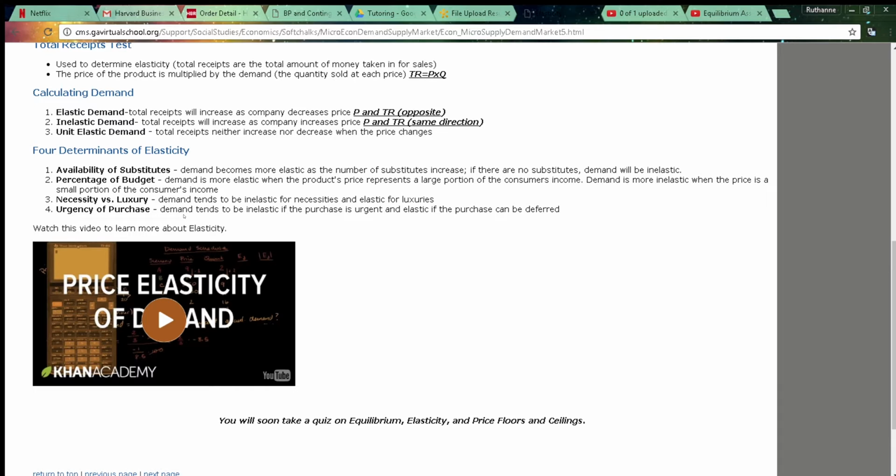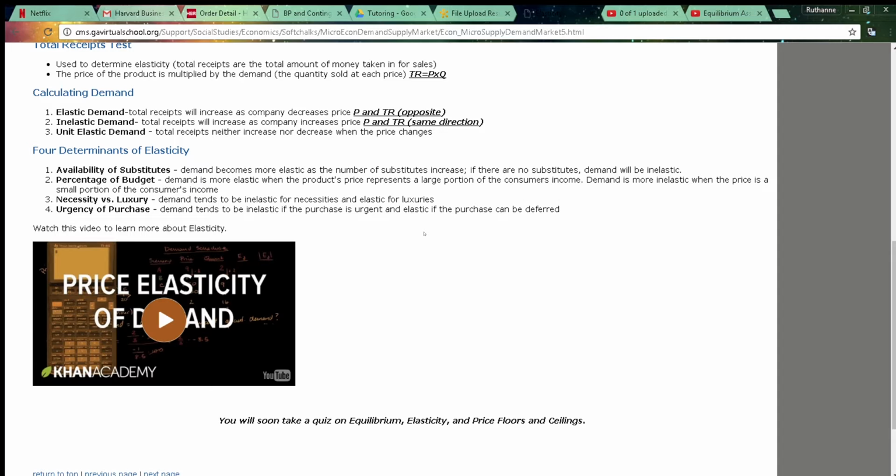Urgency of purchase, this one is very much like the last point. Demand is inelastic if the purchase is urgent, and elastic if the purchase can be deferred. If I want it right now, I don't care how much it costs. The price can change, but the demand won't change. If I can wait to have it done, then the price can change and I will just wait longer.